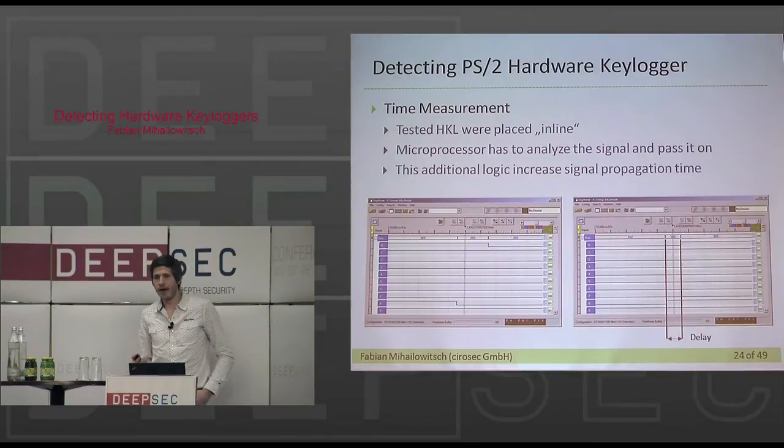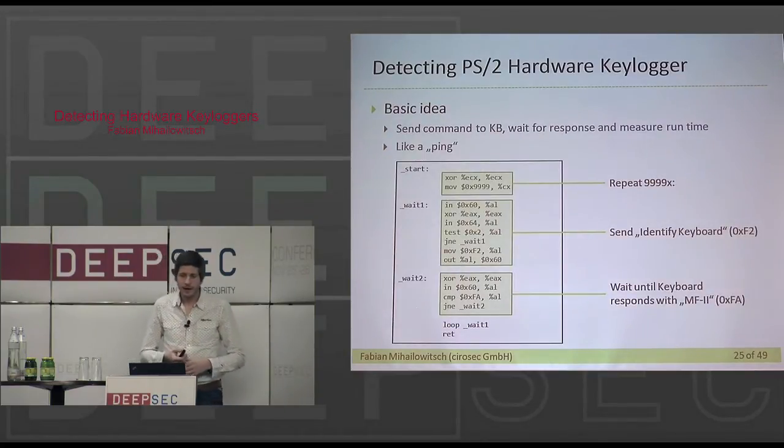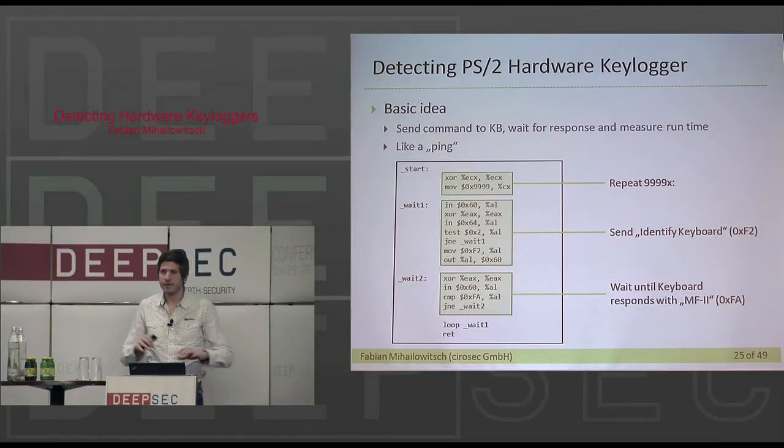So what you actually can try to do now is to perform time measurement in order to determine whether additional hardware, aka the hardware keylogger, is placed in line between the keyboard and the KBC. So the idea I had is we have various keyboard commands, like I mentioned earlier, which we can use as kind of a ping, like from TCP/IP networks.